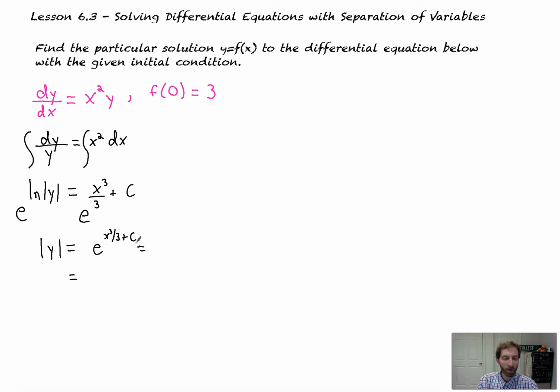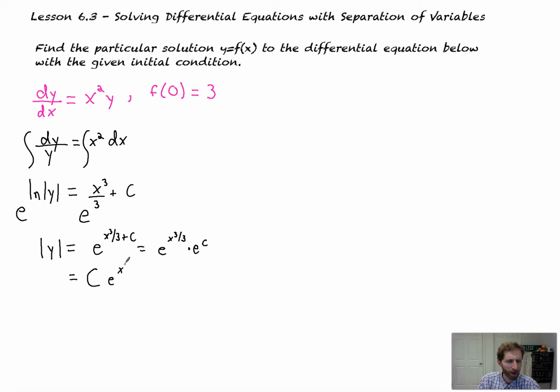Anytime you have an exponent that's being added to another exponent, the bases are being multiplied, right? We could multiply them, and we could add up c and x cubed over 3. So why is that important? Well, what's e to a constant? It's a constant, right? It's some constant. So a lot of teachers will just call that c, so I'm going to do that as well.